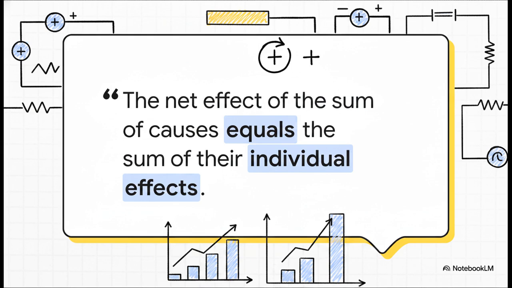Okay, so what does this actually mean for you? Well, it means if a circuit has multiple power sources, making it look totally chaotic, you can untangle that massive problem just by looking at one power source at a time. You just turn the others off, short-circuiting your voltage sources and open-circuiting your current sources, and solve the simple circuit. Then you just add up your results. It's an absolute game changer. A brilliant way to turn one really hard problem into a few very easy ones.